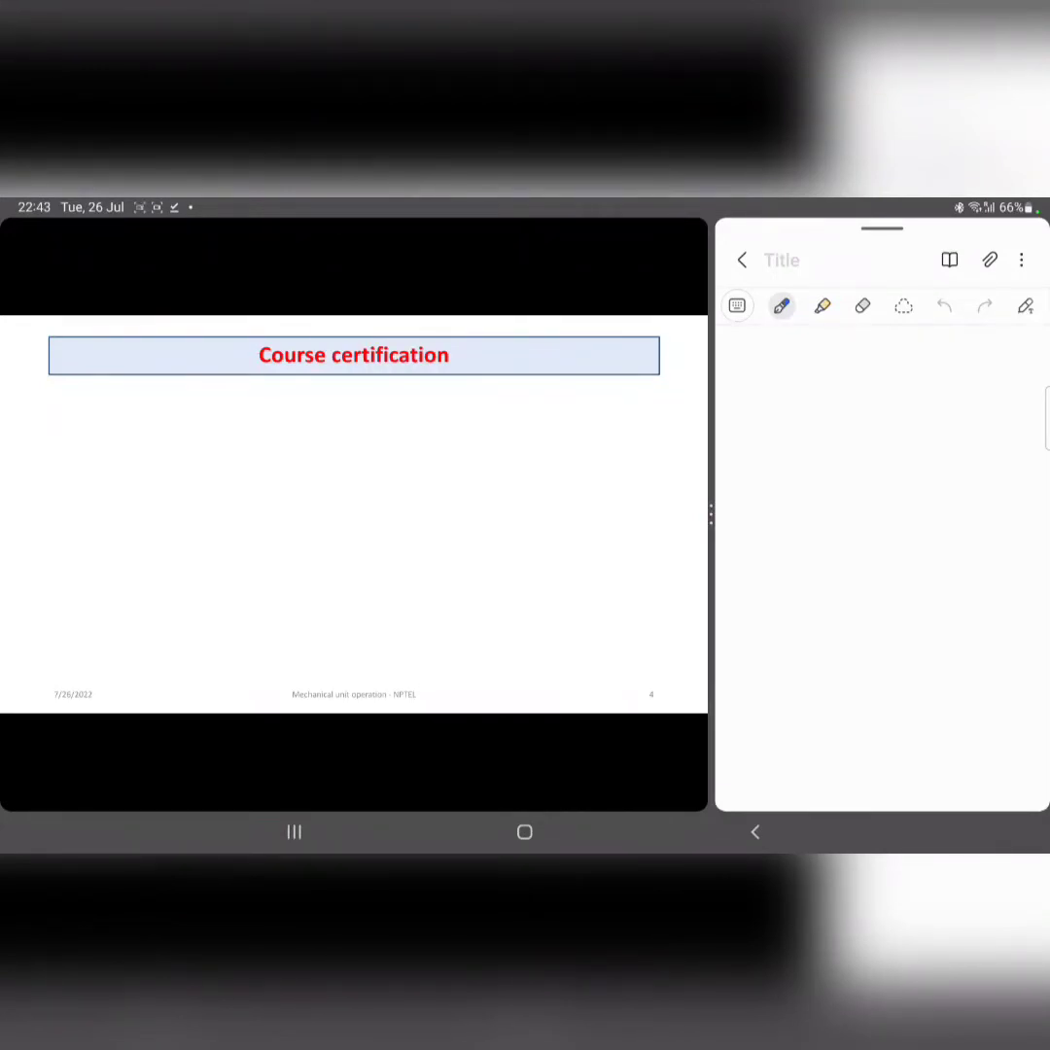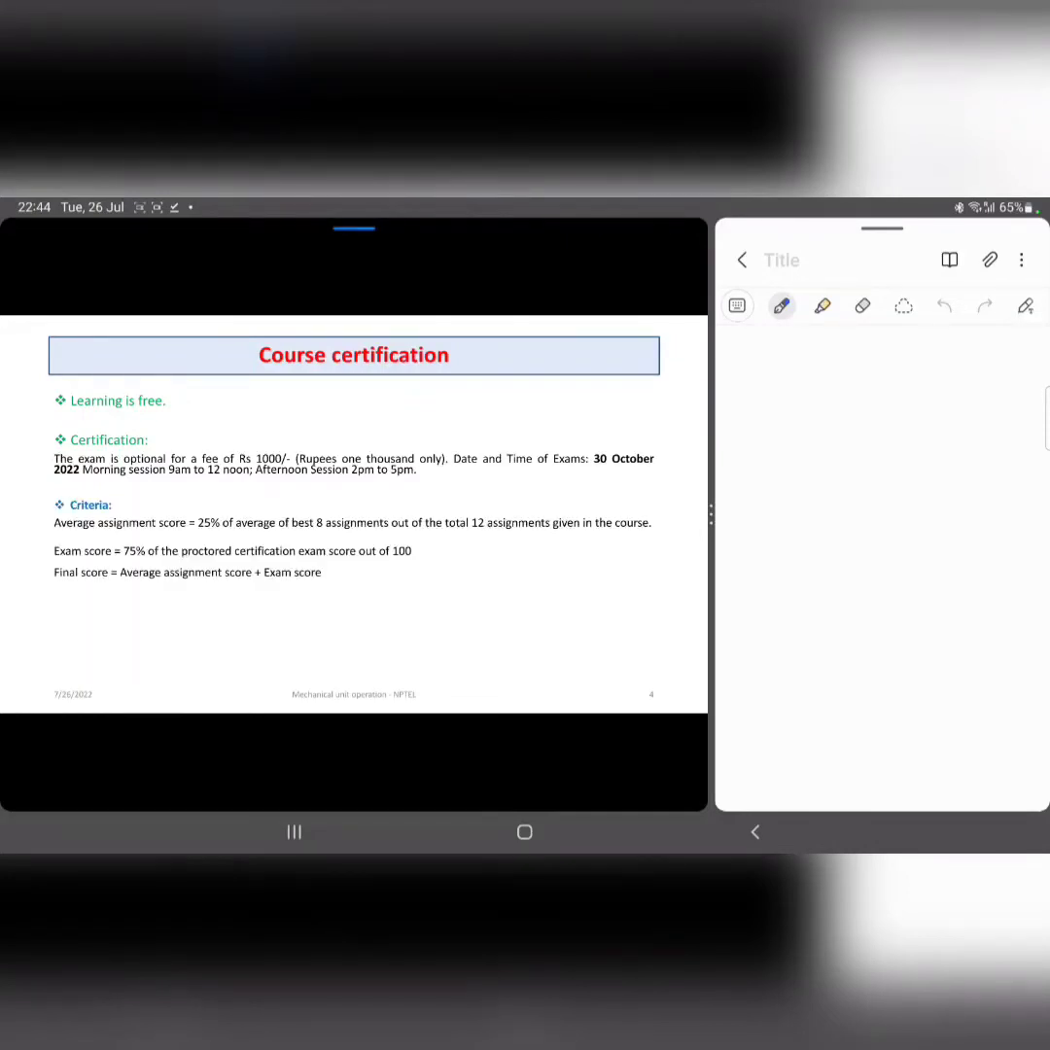Now, the major question of all NPTEL courses is about the course certification. You need to understand that learning is always free on the platform of NPTEL. But if you want to enhance your skill by taking the certification of the particular course, then you need to give an exam. The exam is optional and it has a fee of 1000 rupees. For this particular course of mechanical unit operation, the exam will be scheduled on 30 October 2022, and there are two sessions: morning 9 a.m. to 12 p.m. and afternoon 2 p.m. to 5 p.m.